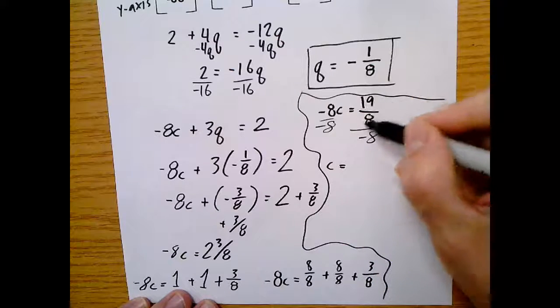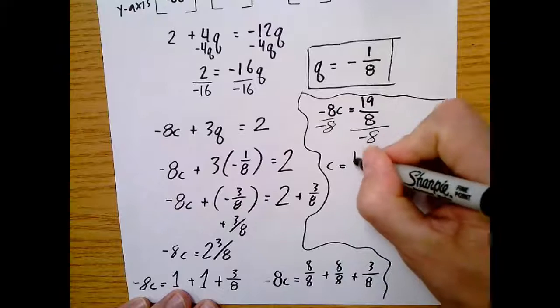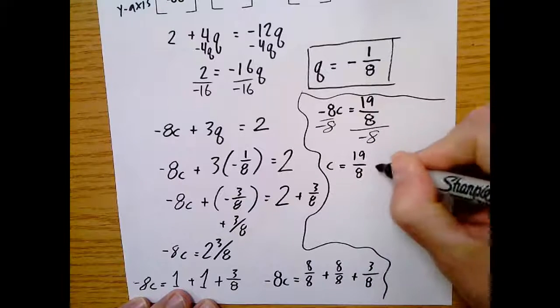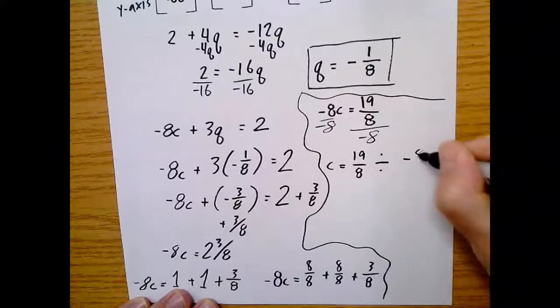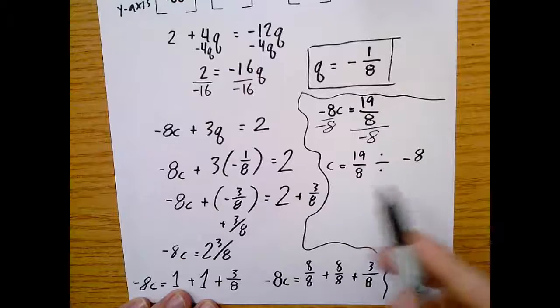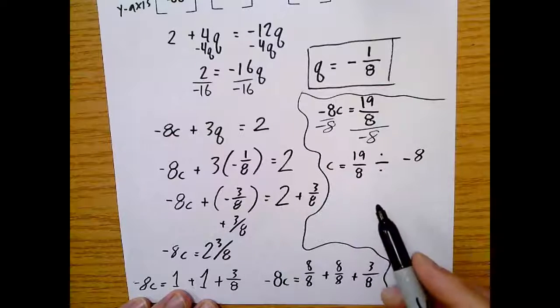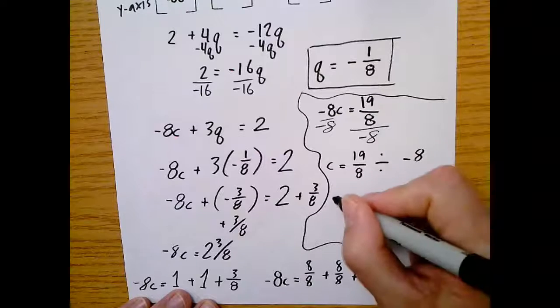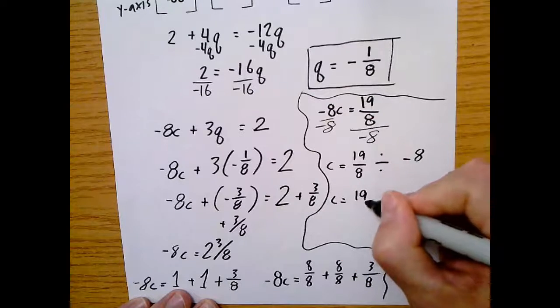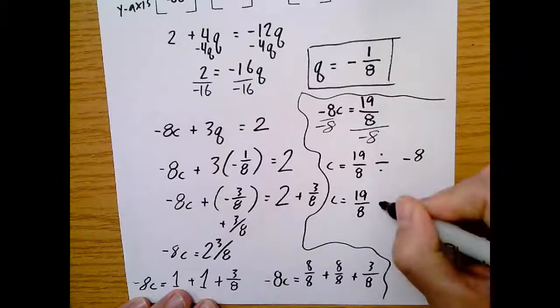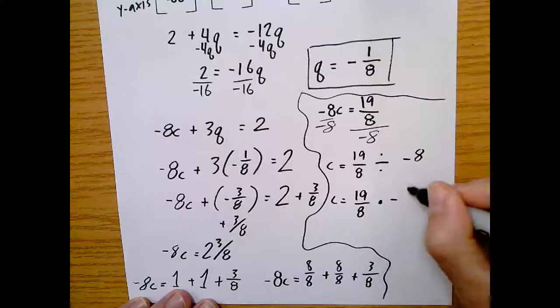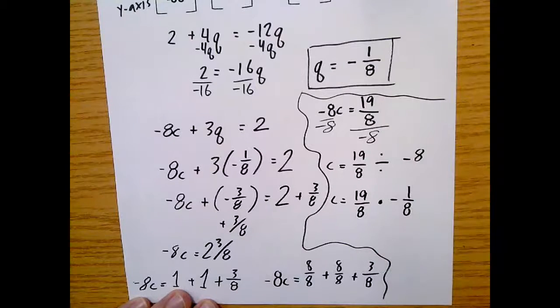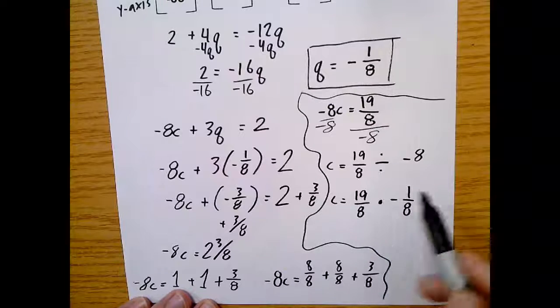Instead of saying 19/8 divided by negative 8 as a fraction over a fraction, think of it as 19/8 divided by negative 8, and then it's not quite so odd and scary. Then we remember that dividing is the same as multiplying by the reciprocal. So you get 19/8 multiplied by negative 1/8. And then you just multiply these fractions, top times top, bottom times bottom.